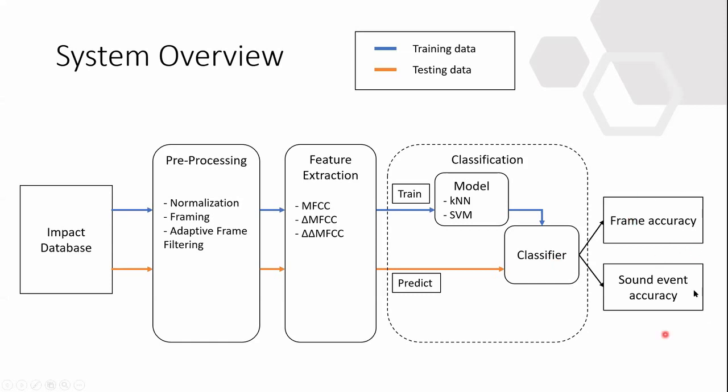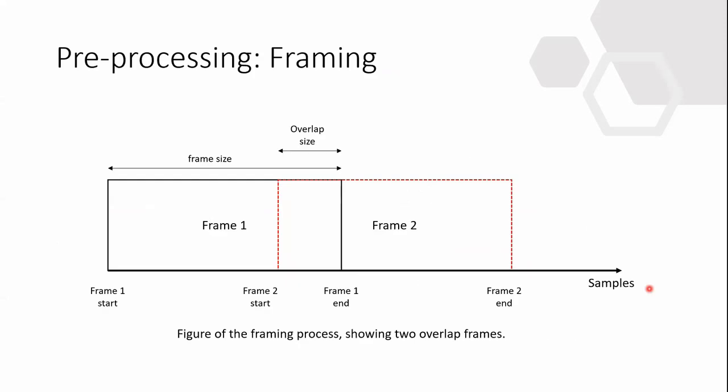We also get a sound event accuracy by putting together multiple of those frames which compose a sound event, and then we have a label which is the average of all those frame labels, and we compare it to the true label and get a sound event accuracy. Now let's go into more detail in each part.